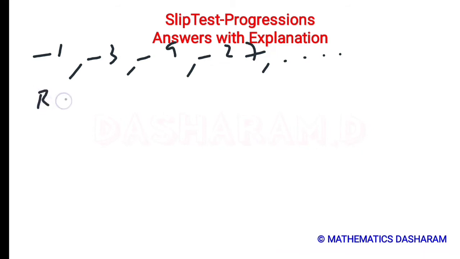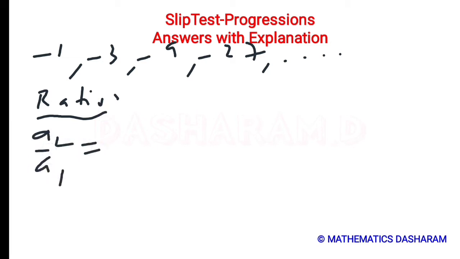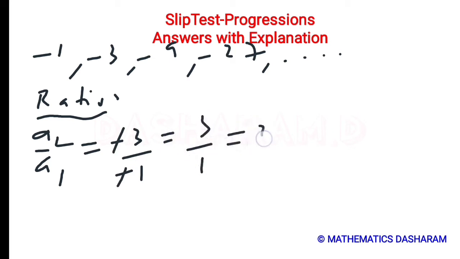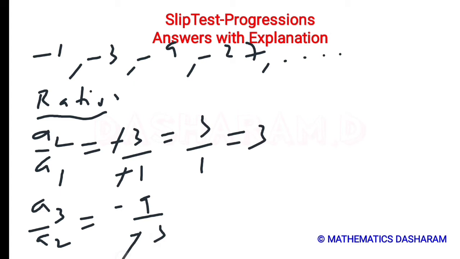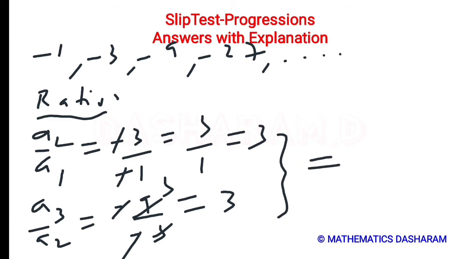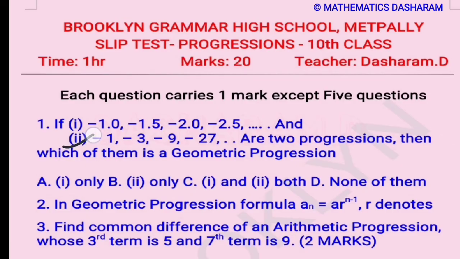Next, the second progression is the same. Find out the ratios. A2 by A1. A2 means the second term, A1 means the first term. Minus cancels, 3 by 1 equals 3. Next, the second ratio A3 by A2. A3 value is minus 9 and A2 value is minus 3. The minus cancels, 3 1s are 3, 3 3s are 9. So here the ratios are equal, so definitely the given progression is a geometric progression. So only the second progression is a geometric progression. So option B is correct.